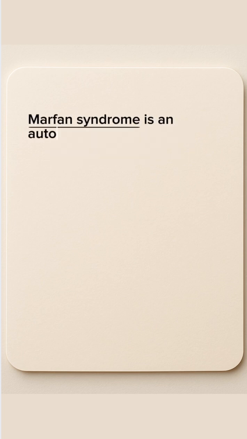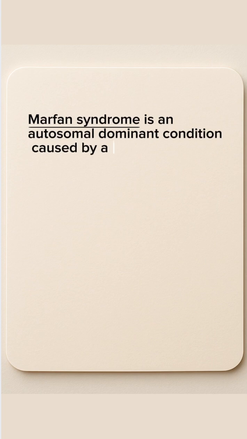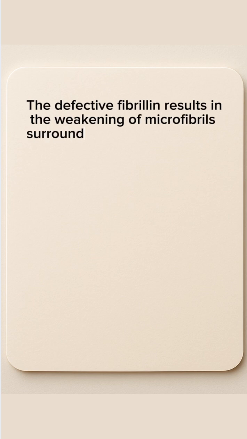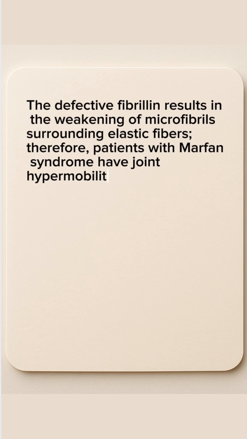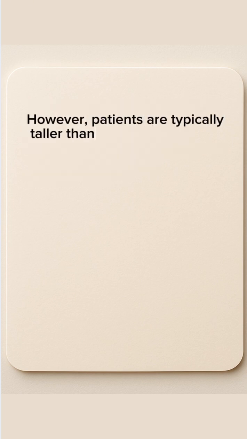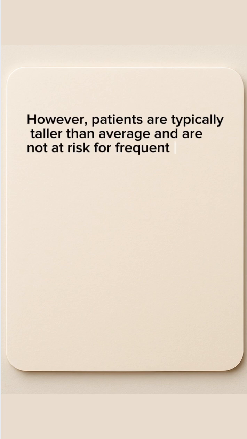Marfan syndrome is an autosomal dominant condition caused by a fibrillin 1 gene mutation. The defective fibrillin results in the weakening of microfibrils surrounding elastic fibers. Therefore, patients with Marfan syndrome have joint hypermobility. However, patients are typically taller than average and are not at risk for frequent fractures.